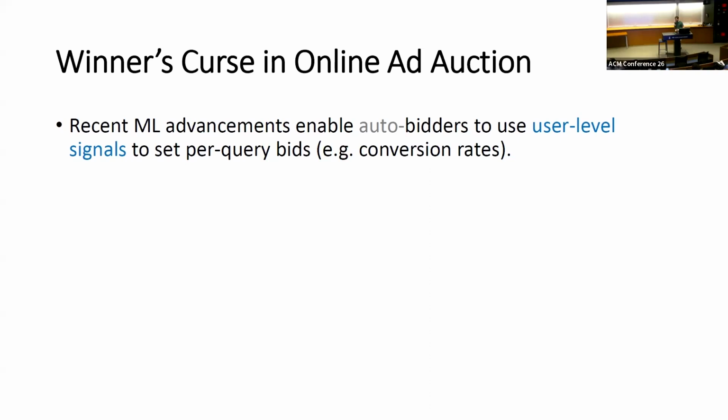For this talk, think about conversion rates. We have a machine learning model that helps to predict conversion rates. Therefore, we can tune bids depending on this estimation of the likelihood that the user will convert, depending on the features of the ad and the properties of the user.